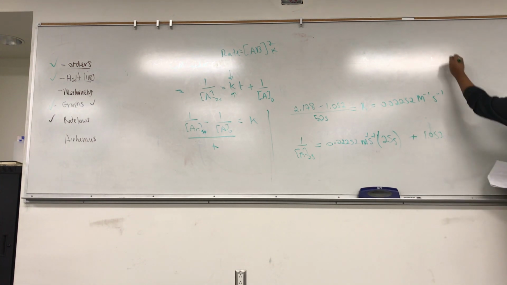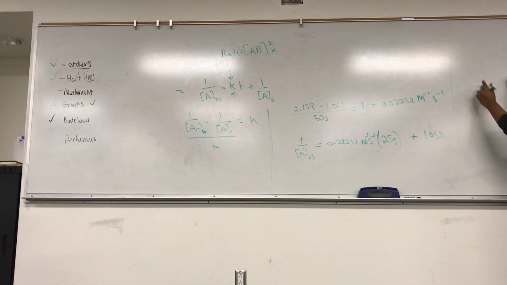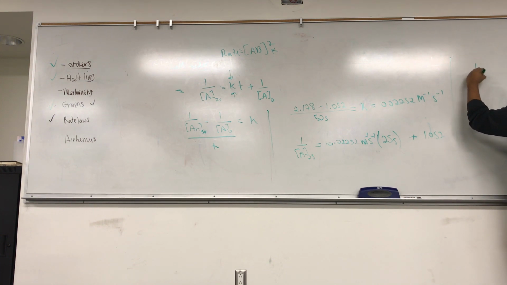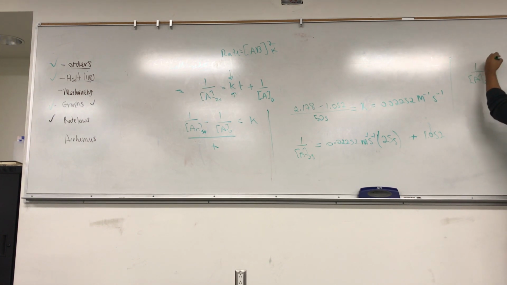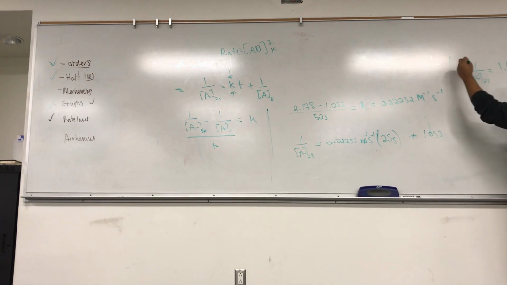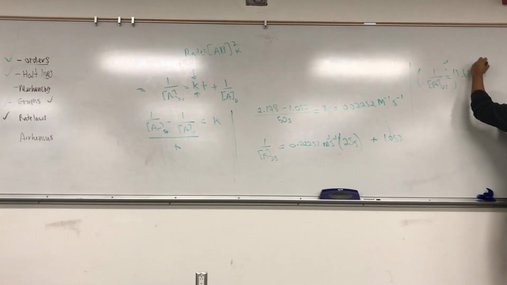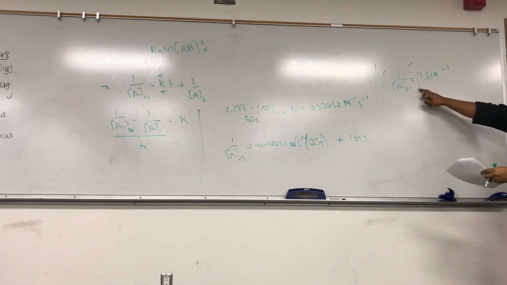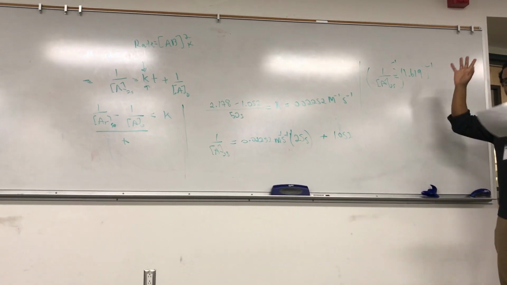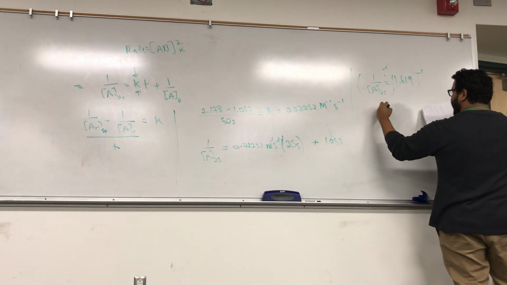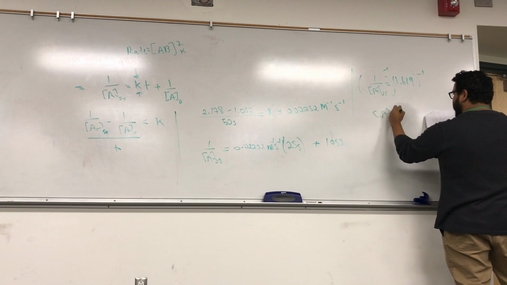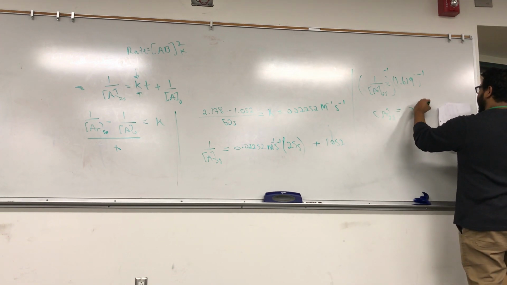Whatever that answer is, in this case, it's 1 over A. You're not done, you need to get the reciprocal, right? To solve for it, you have to flip it. So when you do that, you raise both sides to the minus 1. Whatever way you want to solve for it, you could have just multiplied up and divided down. And A at 25 seconds gives you 0.618 molar.